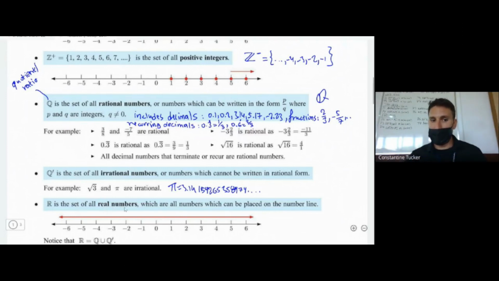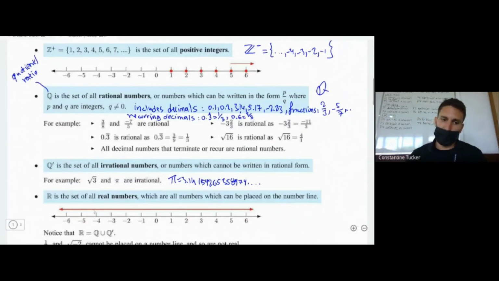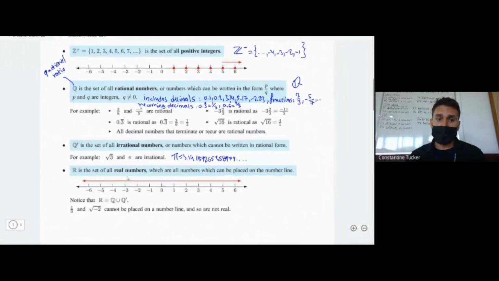Now, the real numbers are rational numbers together with irrational numbers. So it's like everything you can ever imagine. Real numbers also include roots, negative roots, pi, combinations of pi and roots and all of these numbers, anything you can think of. The letter we use for this is this calligraphic R.